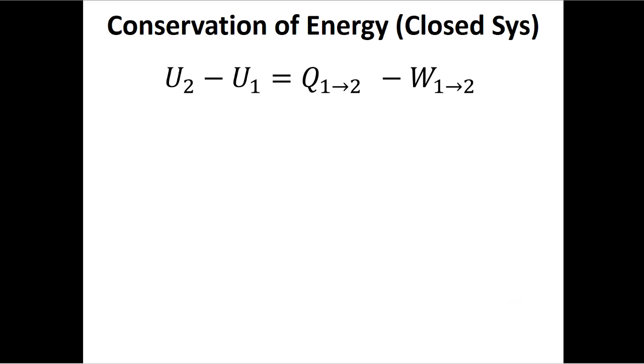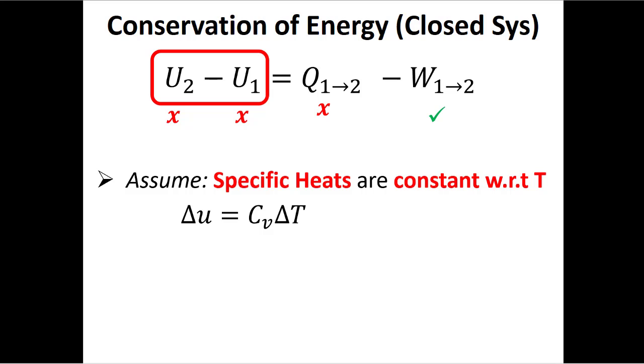Next, we want to apply our first law. So I know that U2 minus U1 is equal to Q minus W. I still don't know U2 or U1. I still don't know Q, but I do know W, so I'm making progress. Now, I want to be able to find delta U. The problem asked me to do this in two different ways.